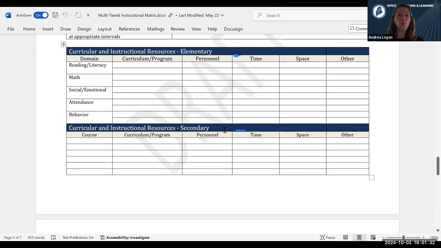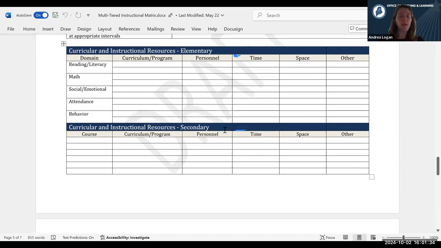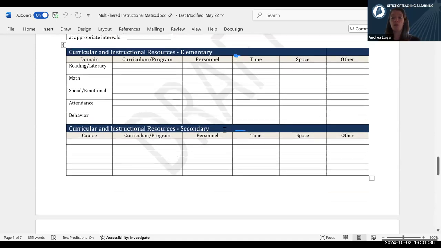And at the bottom of the tool, you will see that there's a place for you to conduct the rest of that resource mapping. And one clunky thing about the tool is that I only have two spots for each domain. So I've broken it down into literacy and reading, math, social emotional, attendance, and behavior. There's also a section down here for secondary. So what's the course name? What's the curriculum or program that's being used? Who's the personnel, et cetera, et cetera.